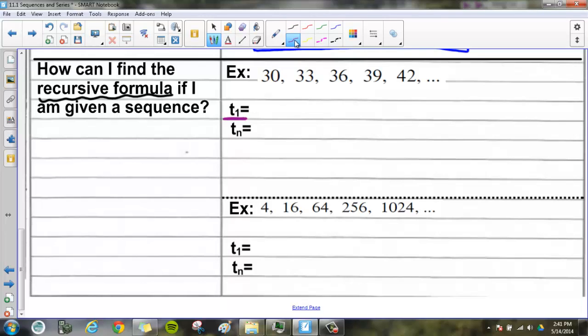Well, your t sub 1 is the first term. So you're going to look at this sequence and find the first term in it. It's right there, and it's 30. And so your t sub 1 is 30. That was really easy, right? That wasn't too bad. Okay, so we got our t sub 1.